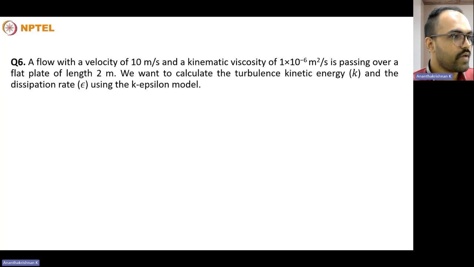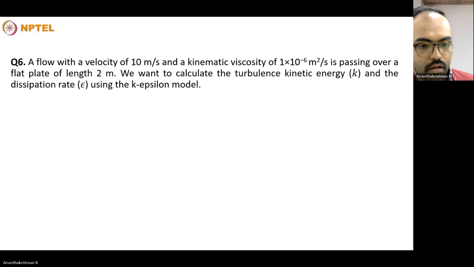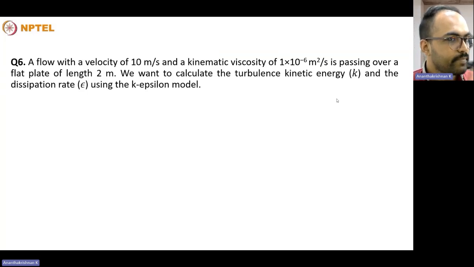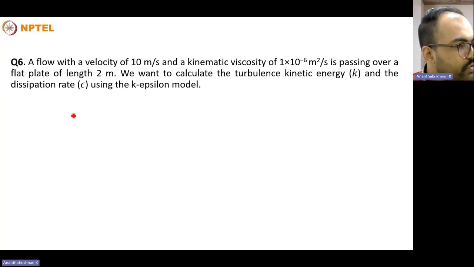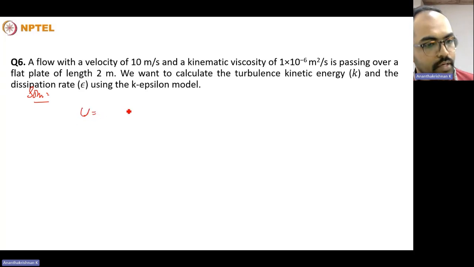So this is a case of a turbulent flow, K epsilon model. A flow with a velocity of 10 meters per second and a given kinematic viscosity is passing over a flat plate of length 2 meters. We want to calculate the turbulence kinetic energy and the dissipation rate using the K epsilon model. So the velocity u is given. It's a straightforward problem which uses the standard definitions of turbulent intensity as well as the dissipation rate.